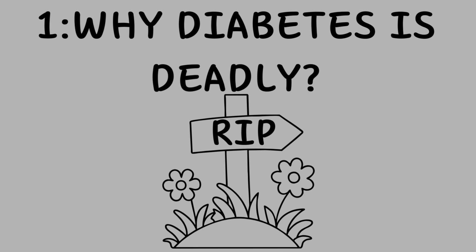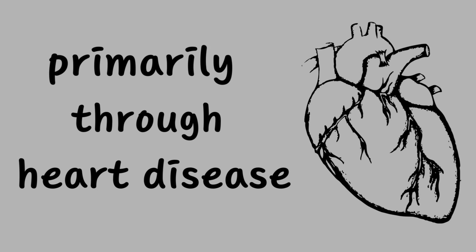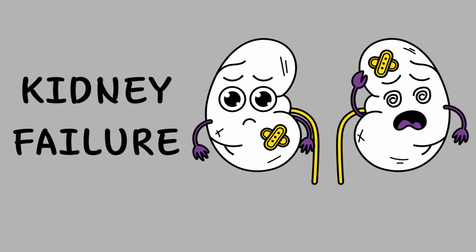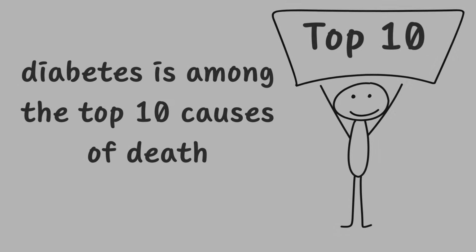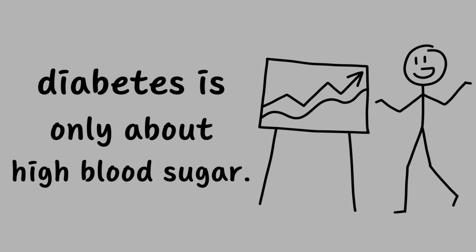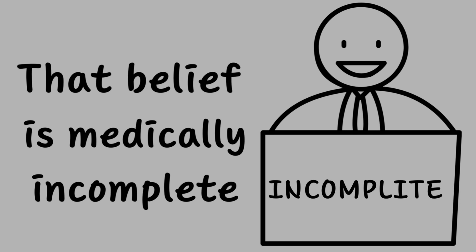Why diabetes is deadly. Diabetes is responsible for millions of deaths each year, primarily through heart disease, stroke, kidney failure, and infections. In the United States and Europe, diabetes is among the top 10 causes of death. Yet most people believe diabetes is only about high blood sugar. That belief is medically incomplete.